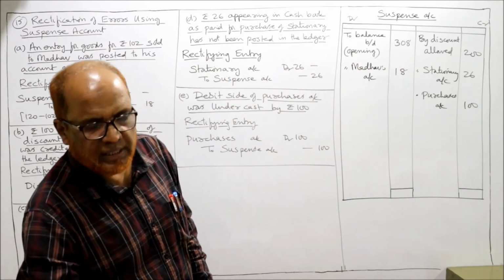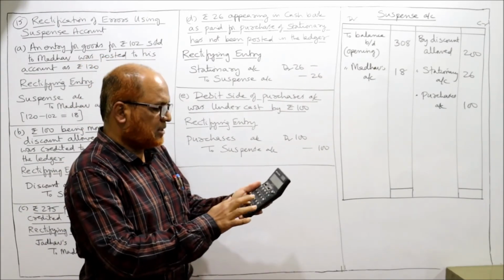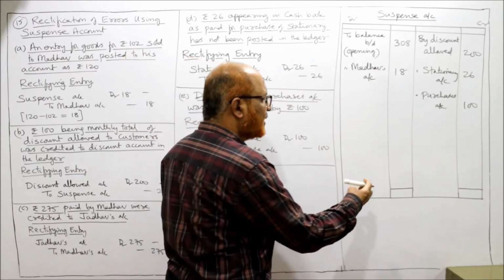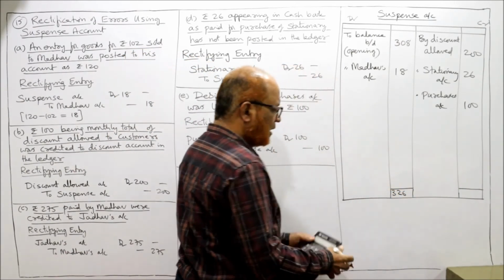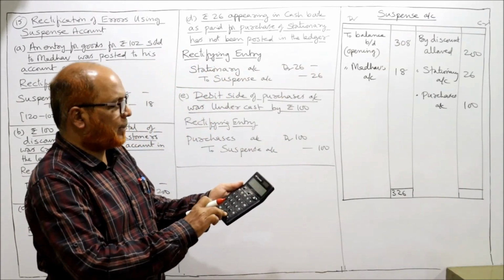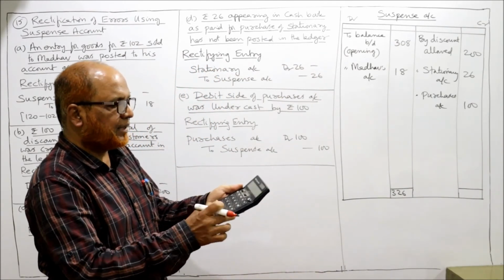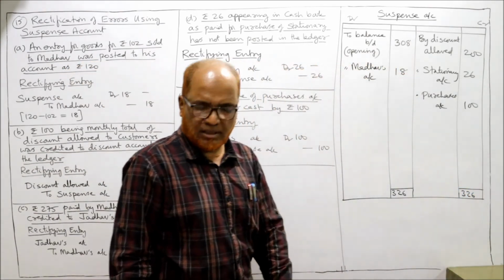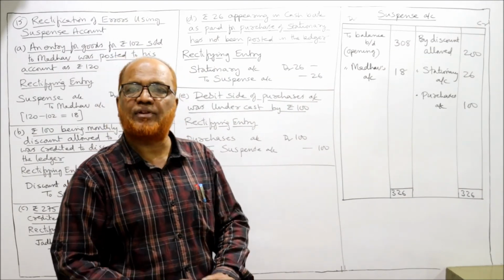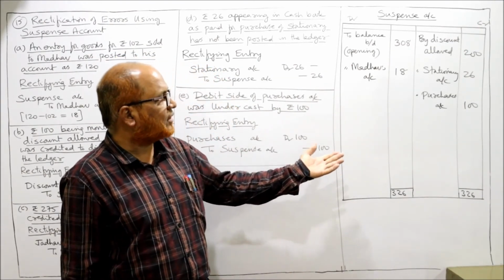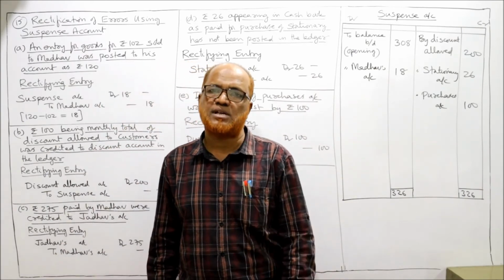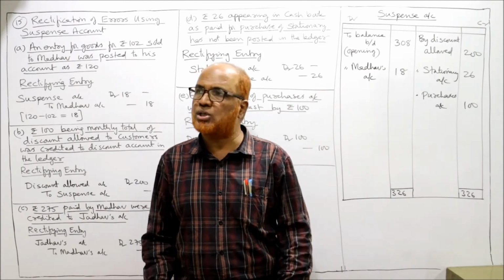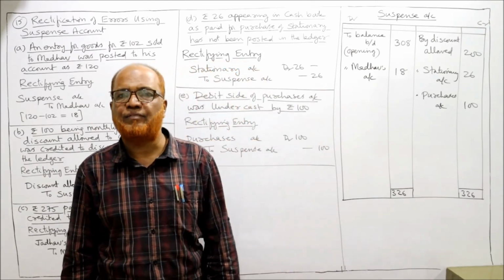Now we have posted all the entries into the suspense account. Now we'll see 308 plus 18. It comes to 326. So debit side total 326. Now credit side we will see 200 plus 26 plus 100. 326 tallied. That means the suspense account is closed after posting all the entries in the suspense account. The errors have been rectified and suspense account is closed. So this is the end of problem number 15.